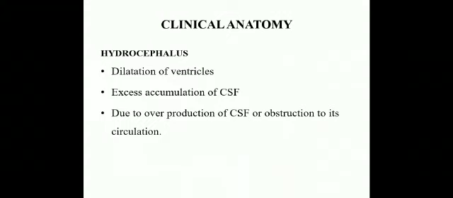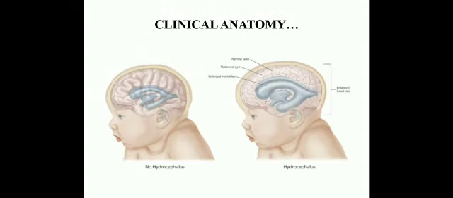So, if there is an obstruction in the flow of CSF or increased production of CSF, that leads to hydrocephalus. Hydrocephalus is the condition characterized by the dilatation of the ventricles. The dilatations may be due to excess accumulation of CSF, overproduction of the cerebrospinal fluid, or obstruction to its circulation. Here we can observe the normal ventricles and the enlarged ventricles in hydrocephalus.